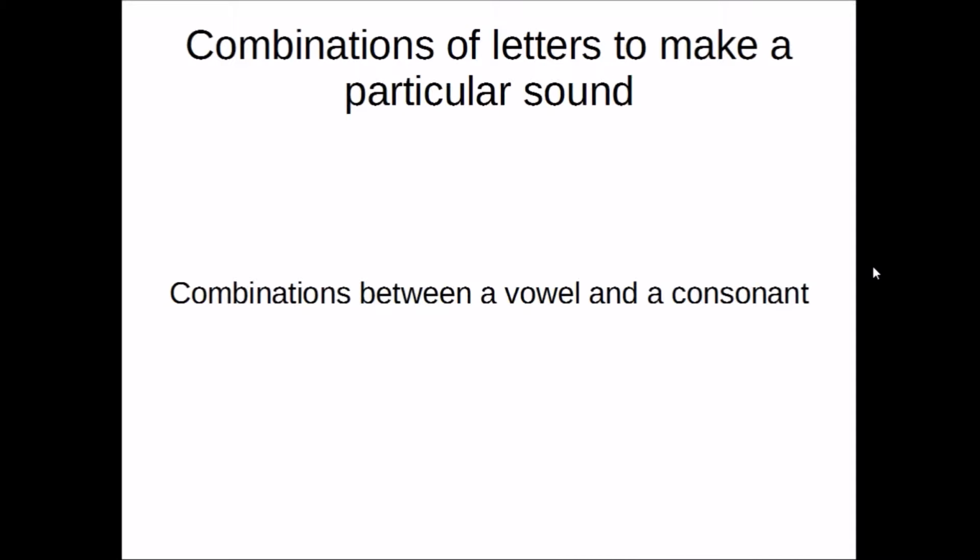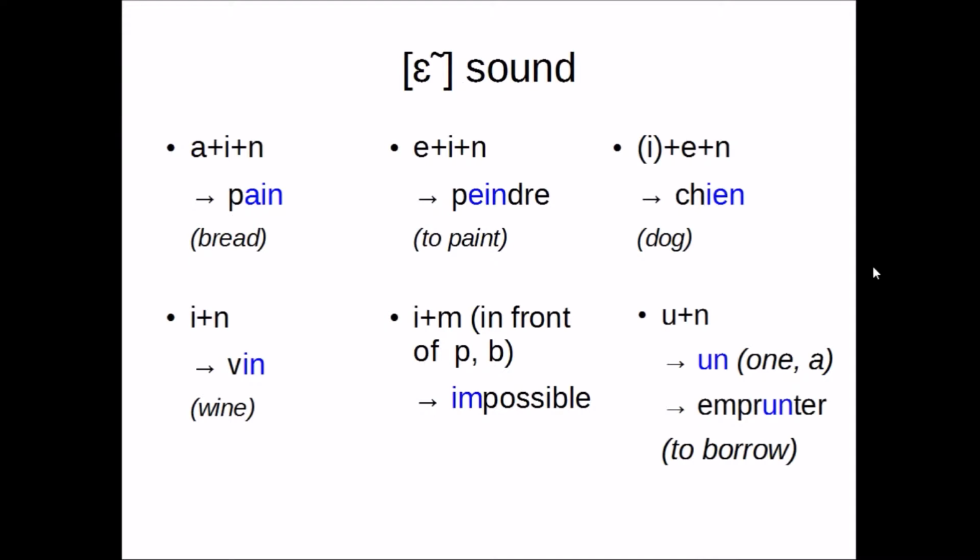Today the topic is the combination of letters to make a particular sound, and especially the combinations between a vowel and a consonant. Alright, so the first sound we're going to talk about is the sound "un". Well, it might seem difficult, I agree, but actually it's simple. So all of these are pronounced the same way.